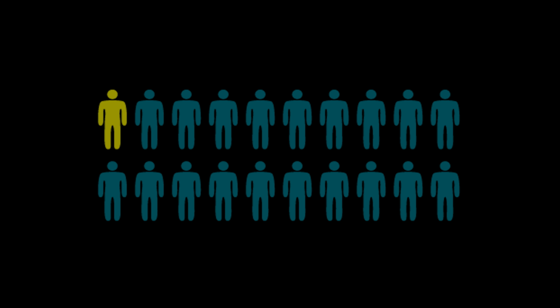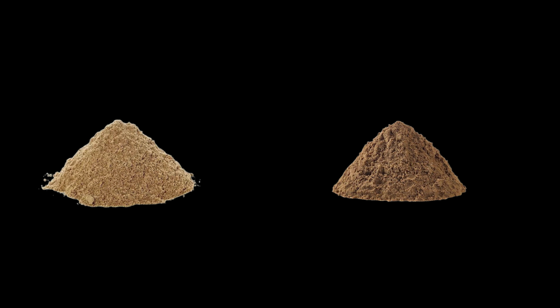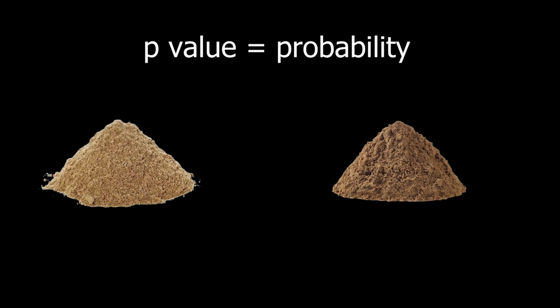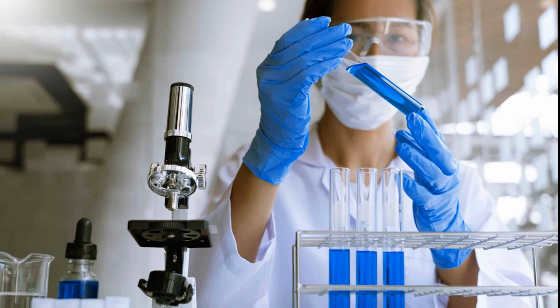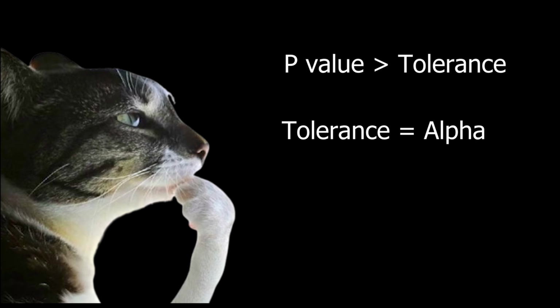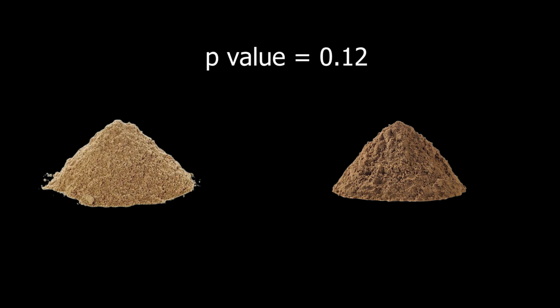It means that we have one chance out of 20 to get a low p-value even though the grains of sand are the same. The p-value is the probability of finding a difference that big, assuming that both scoops are initially the same. So we run the test once and calculate our p-value, and there's a chance we find it bigger than our tolerance. We call it alpha. So let's say the p-value is 0.12.